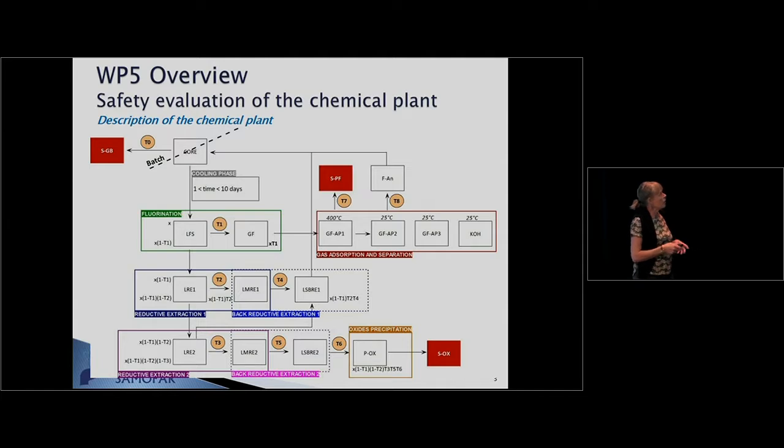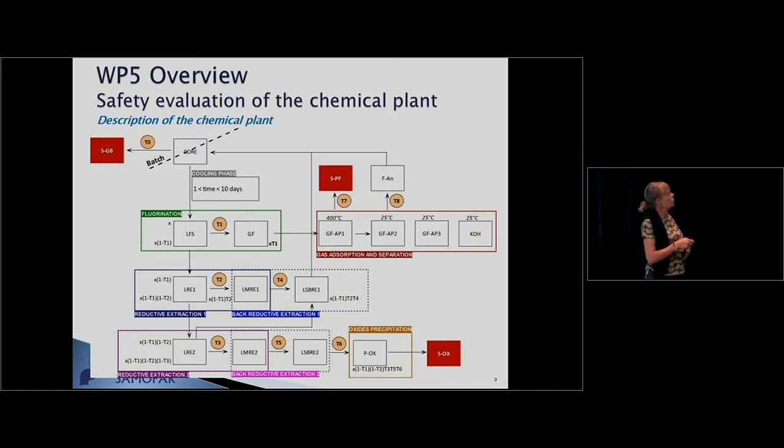The objective of this work package was to know the distribution of the radionuclides in all the parts of this chemical plant, in order to have the decay heat in all these parts, and to propose shields for radioprotection.